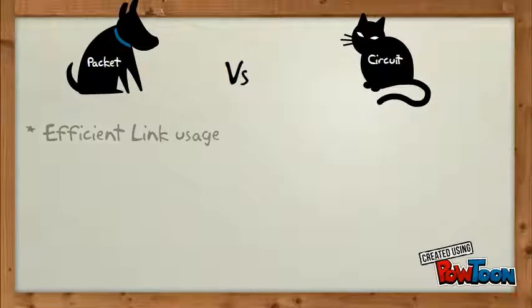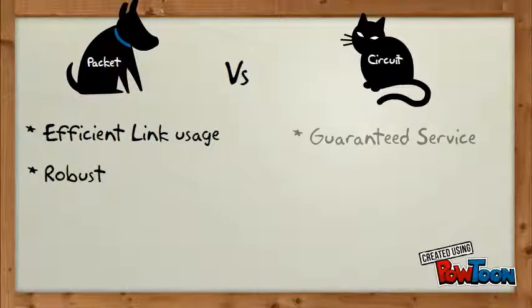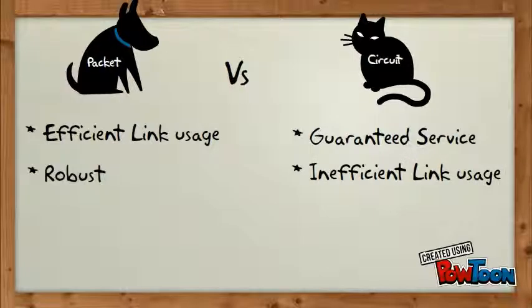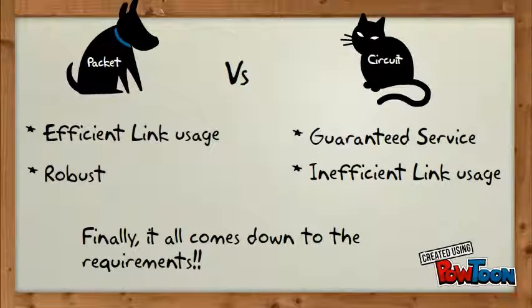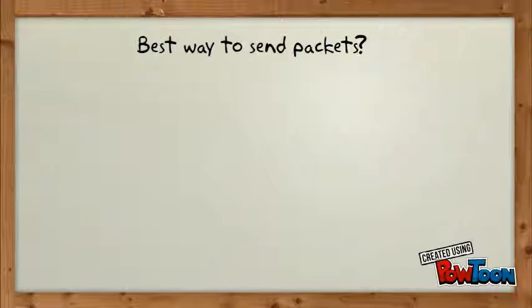In packet versus circuit switching, packet switching has efficient link usage because it shares the same link. Not to mention, packet switching is also robust. Circuit switching guarantees the service, but it has inefficient link usage. And finally, it all comes down to the requirements.